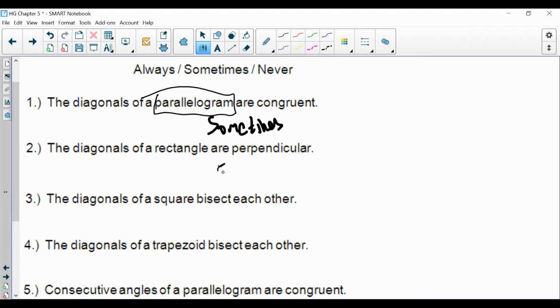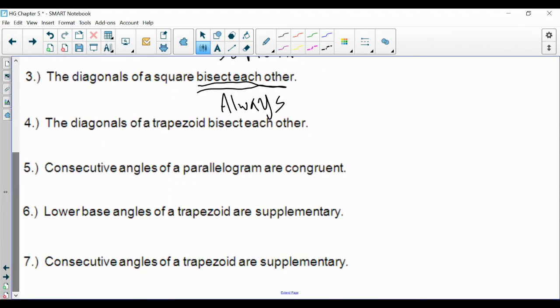Diagonals of a rectangle are perpendicular. Again, this is another case where it is sometimes. For rectangles, they don't have to be perpendicular. They just have to be congruent. If they are perpendicular, then it becomes a square. And then for number 3, the diagonals of a square bisect each other. That is always true, because diagonals bisecting is always true for parallelograms. A square is a parallelogram, so we're good.